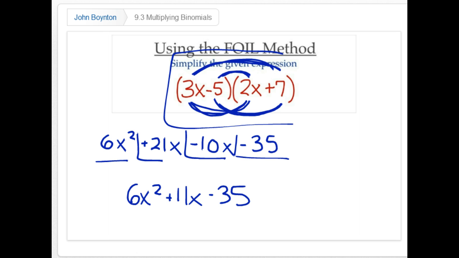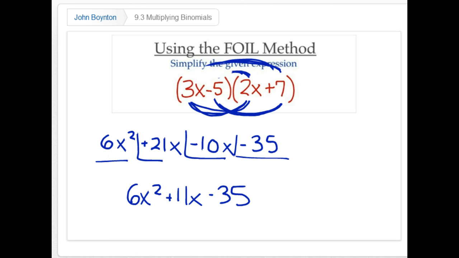Now, the order in which you do the FOIL method is not important. You could do first, inside, outside, last. You could do first, last, outside, inside. But what's important is that every term here gets multiplied to every term over here, so that everything gets multiplied by something in the other parentheses. So this gets multiplied here, and then this gets multiplied here. That's kind of how I've always done it.